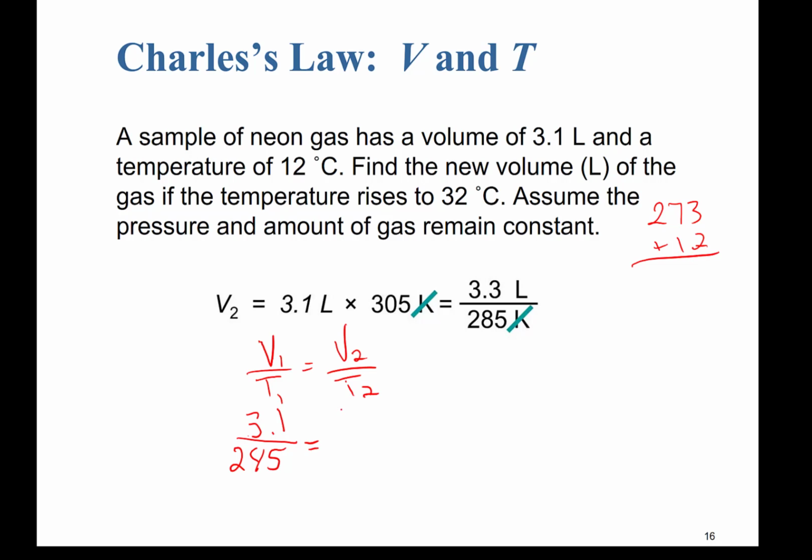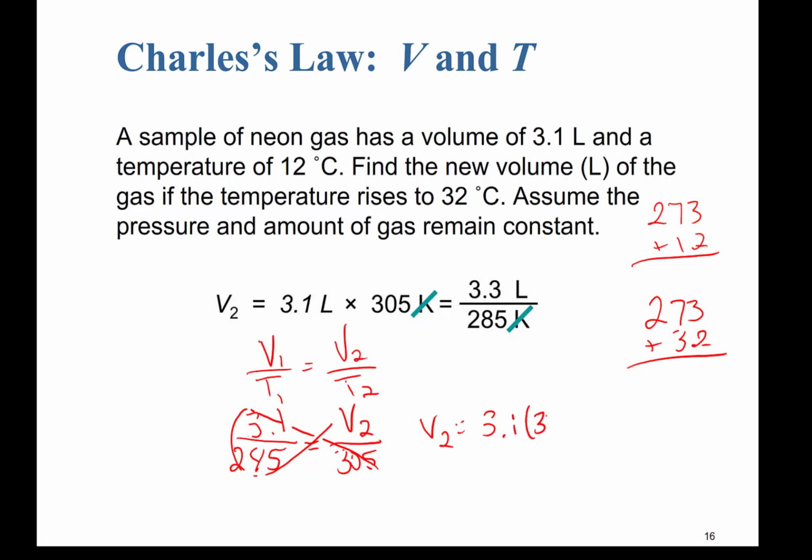Find the new volume. So I want to find the new volume when my temperature is 32. So 273 plus 32 is going to be 305. Then I want to cross multiply and divide. So I'm going to be taking 3.1 times 305 divided by the 285. So you can see here I took 3.1 times 305, then I'm going to divide by 285.